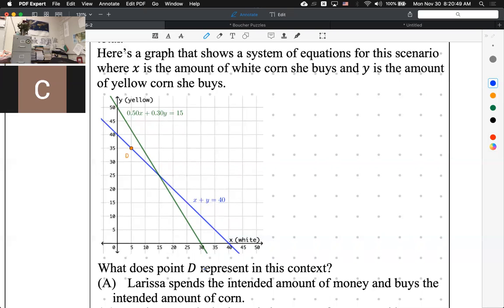All right, so D is clearly on this blue line. The blue line is X plus Y is equal to 40. Look back to the problem. What does X plus Y is equal to 40 mean in the context of the problem?